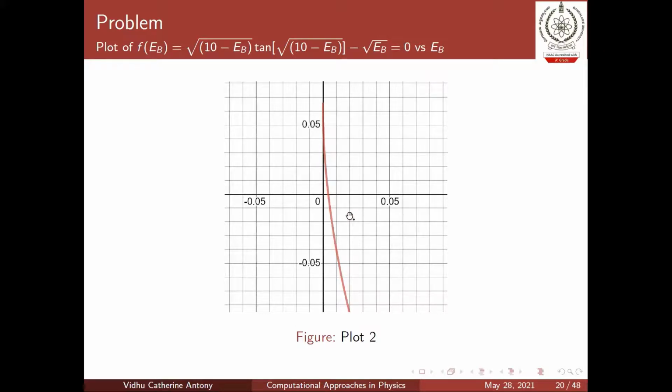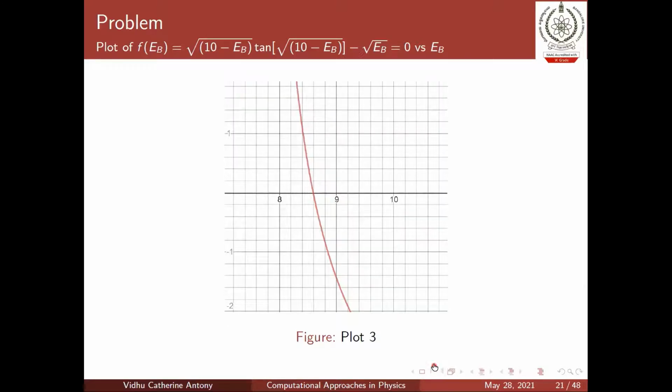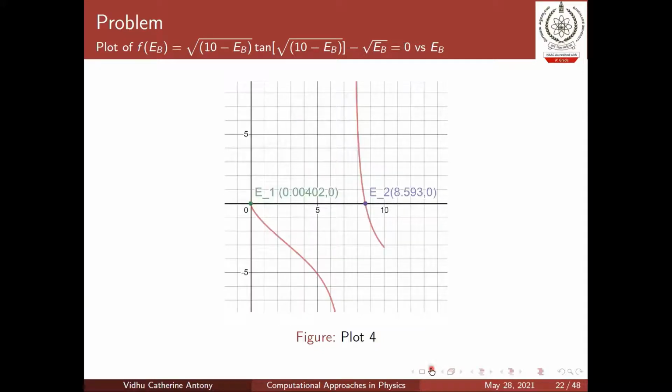So that's very easy for you to identify. You don't have to really go into very minute details and search this out. And then there is a root between 8 and 9. And these are the exact values which we should be able to compare later on. So this is 0.00402 and 8.593.